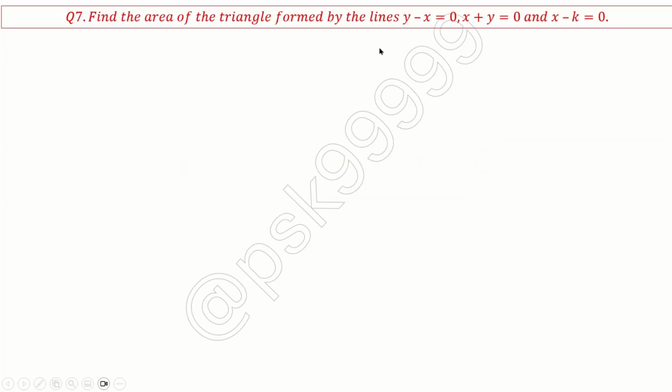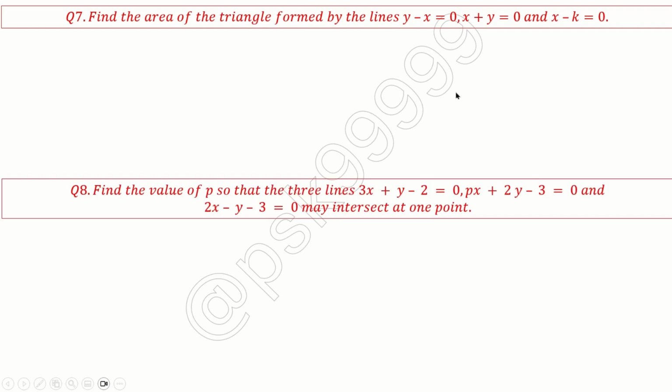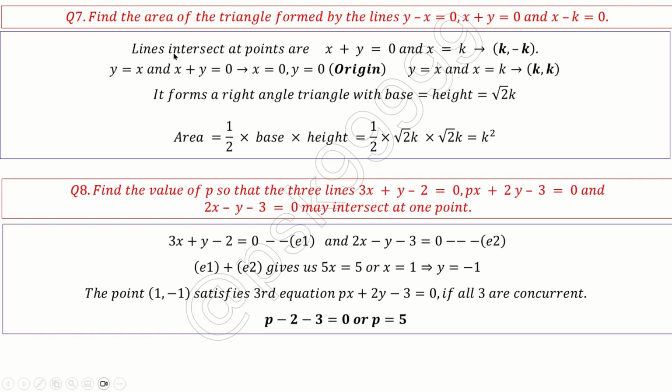Find the area of the triangle formed by the lines y minus x equal to 0, x plus y equal to 0, and x minus k equal to 0. Okay, so this is simple. If you take x plus y equal to 0 and x equal to k and solve, you will get one point, which is nothing but (k, -k).